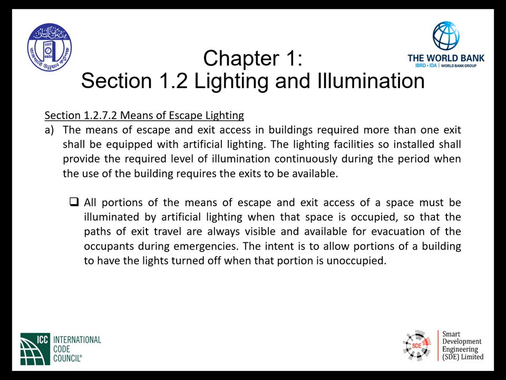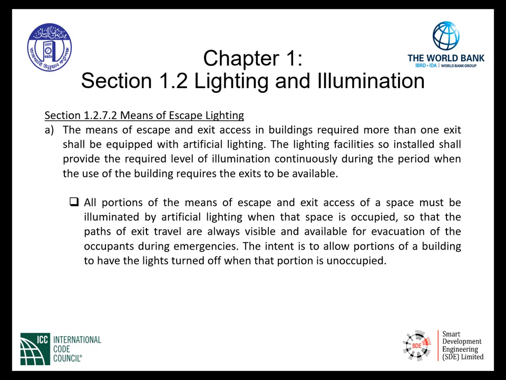The means of escape lighting is in section 1.2.7.2. The requirements state that the means of escape and exit access in buildings requiring more than one exit shall be equipped with artificial lighting. The lighting facilities so installed shall provide the required level of illumination continuously during the period when the use of the building requires the exits to be available.